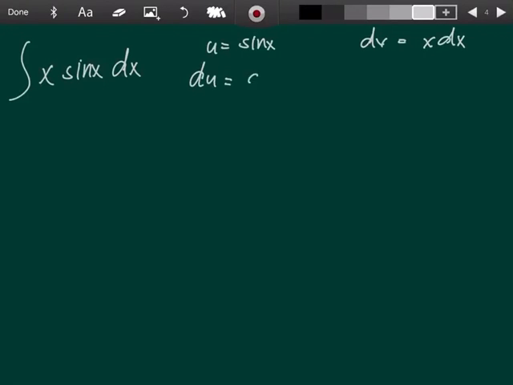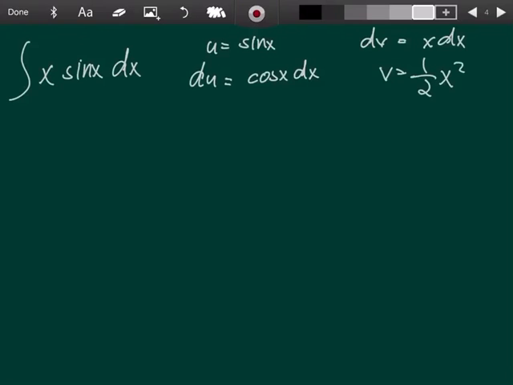So, x sine x dx. So, kanina, we made u as x sine x. How about making u as sine x only? And making dv as what? x dx. So, when we differentiate u, it would become cosine x dx. And when we integrate dv, it would become 1/2 x squared.